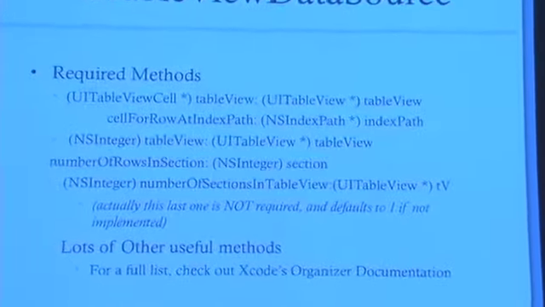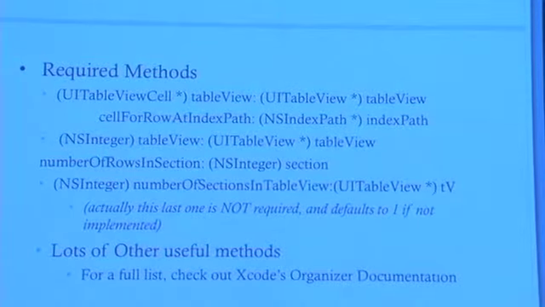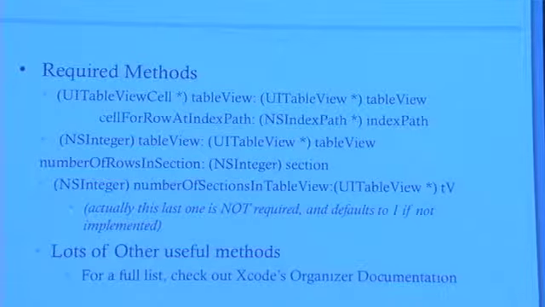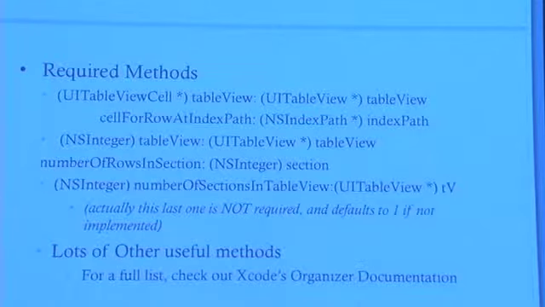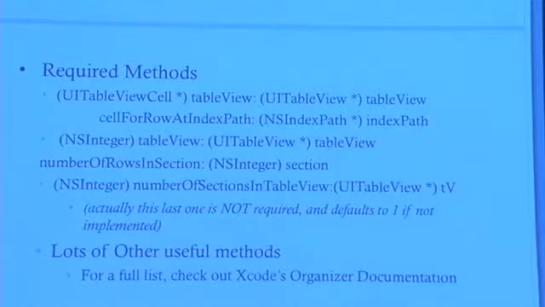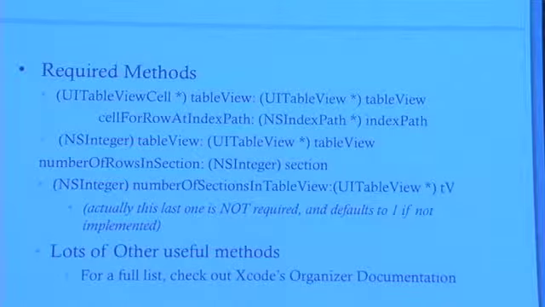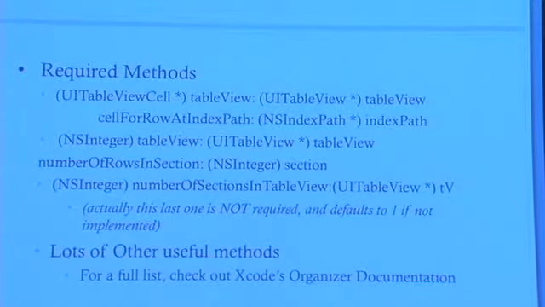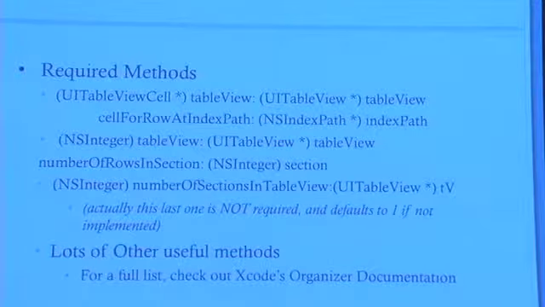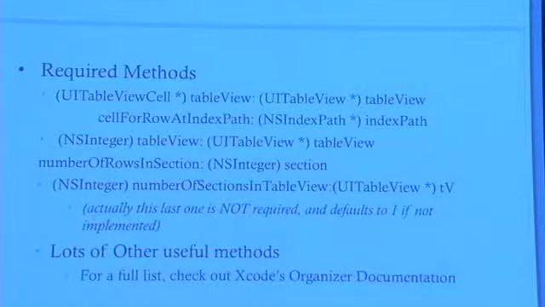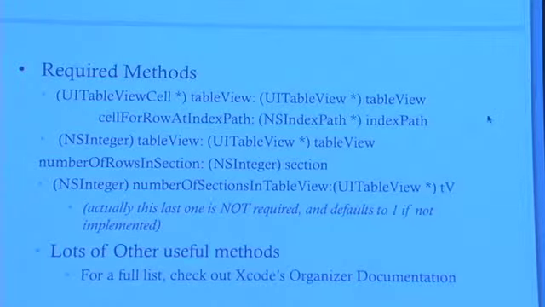And then there's tableView:numberOfRowsInSection:, which is telling the table view how many rows it's going to need in each section. And then there's this third method, numberOfSectionsInTableView. This one's actually not required. It just defaults to 1 if you don't implement it. But it's telling the table view how many sections are needed.